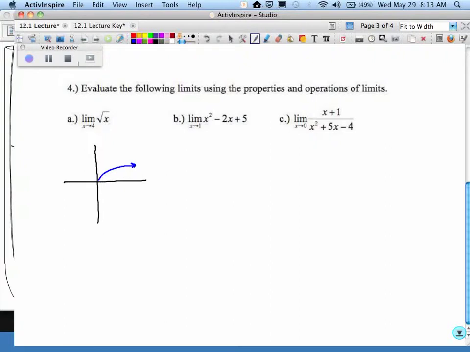Now, as I approach 4, on the graph I can see that it's there, right? It exists. It's an output of 2. But one of the things we can do is just double check. If I take the 4 and plug it in, what's the square root of 4?